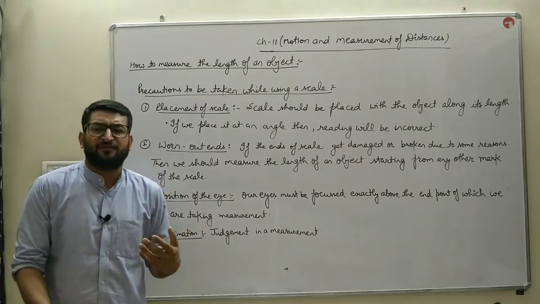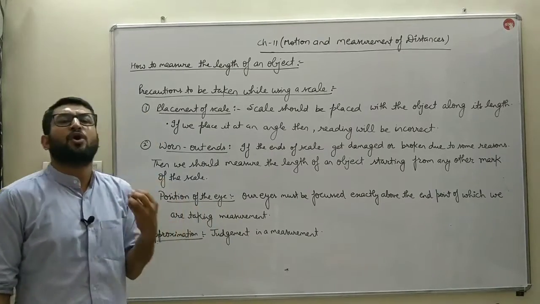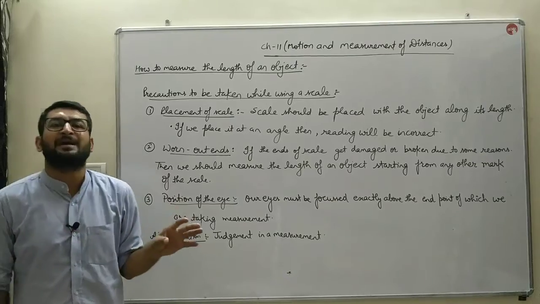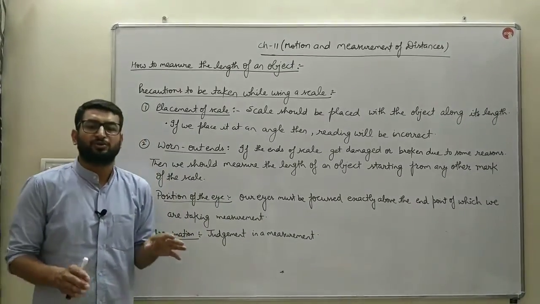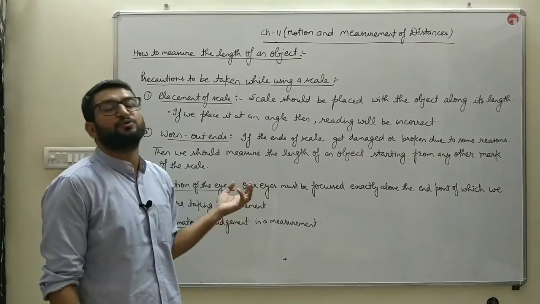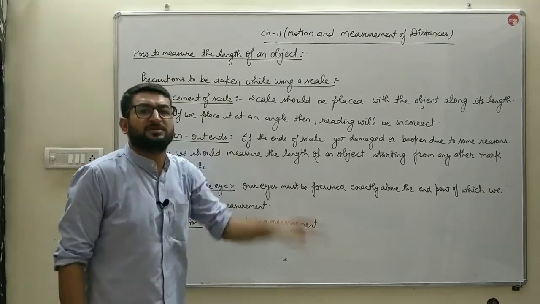To write the symbols of those units, we have certain rules: the unit is always written in small letters, the unit is never followed by a full stop, the unit is never written in the plural form. So those are certain rules which are related to writing the symbols of those units. Then we discussed how we measure the length of an object.